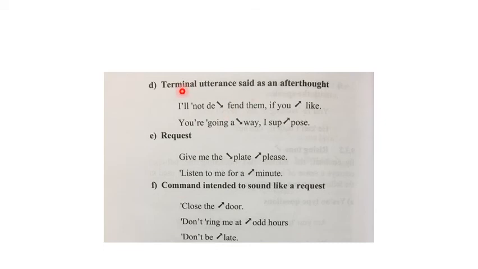طيب النوع الثاني: another kind, terminal utterance said as an afterthought. إيش يعني terminal utterance said as an afterthought؟ يعني في utterance جاي في نهاية جملتي وأنا حكيته بعد ما فكرت في الكلام شوية. يعني هدول الجملتين بصير لفظهم كده: I'll not defend them if you like. تمام، شفتوا عملت بوز خفيفة عشان أفكر في تكملة جملتي. You're going away, I suppose. Again, I'll not defend them if you like. You're going away, I suppose.